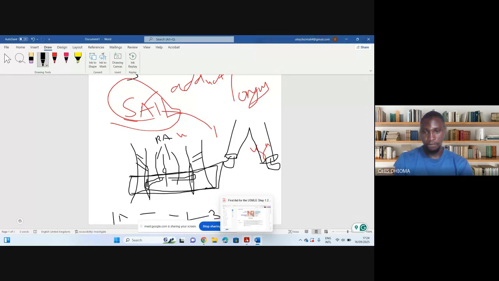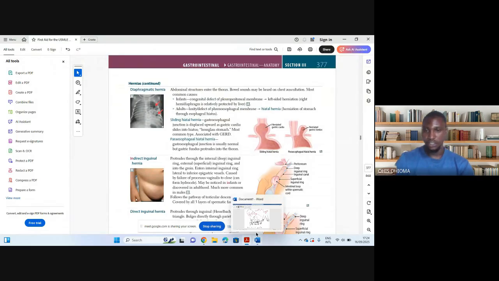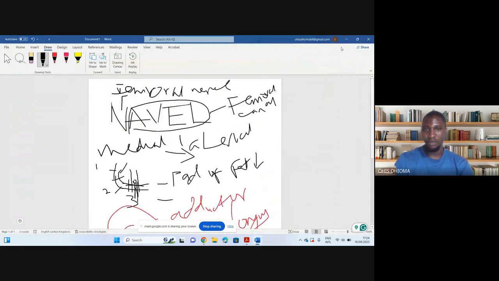Okay, so let's move on. Now, the congenital diaphragmatic hernia, let me just explain this. Let me use a diagram. I'll explain this so that we can move fast. We have a slideshow that we have to do today.